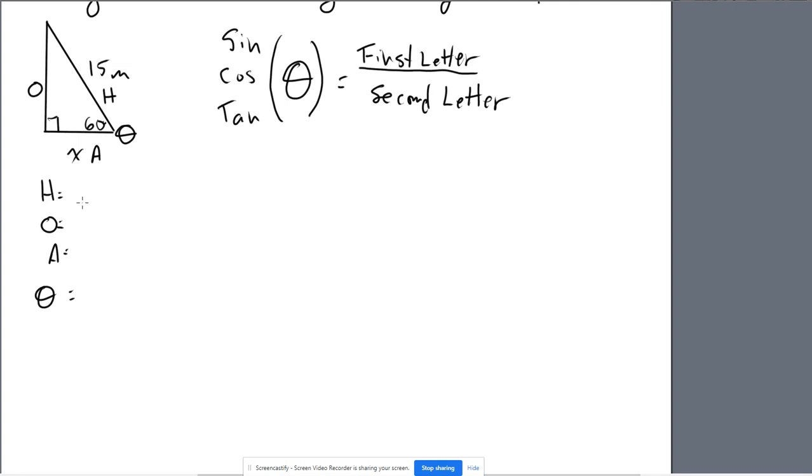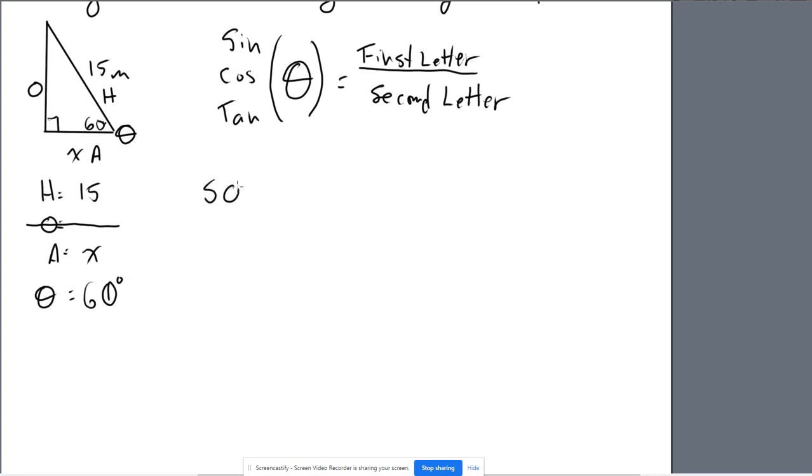So I know my H, it's 15. O, well, in this case, O is not very interesting. It doesn't have a known value. It doesn't have a variable that I'm interested in. So it's actually not going to get to play on this particular round. And then A, well, it's X, and that's relevant. And then theta is 60 degrees. So I have an A and H and a theta.